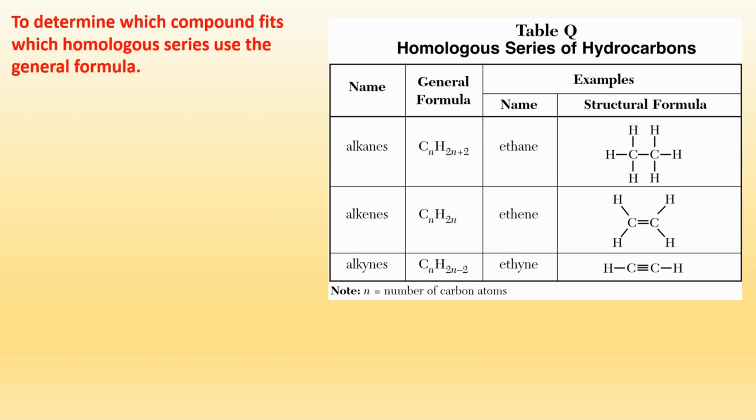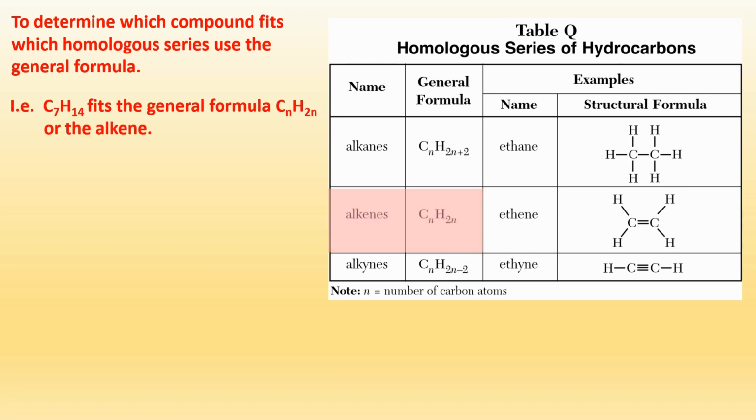To determine which compound fits which homologous series, use the general formula. For example, C7H14 fits the general formula CnH2n, or the alkene, where the N represents the number of carbon atoms.